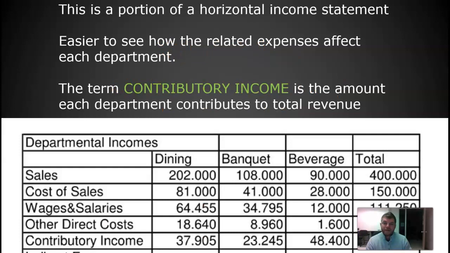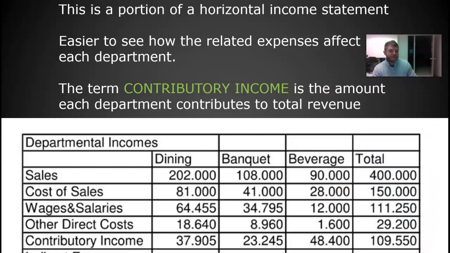So last week we looked at a portion of a horizontal income statement, and this is what we're looking at right here. I'm sorry, I'm going to move my camera a bunch. This is a way that we set up income statements to see how we attribute different expenses to each different department. So you will see here there's a dining area, a banquet area, and a beverage area with the totals of all of the money that they've made as well as all of the dollar amounts that they've spent.